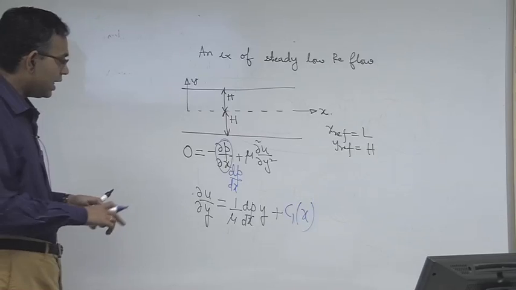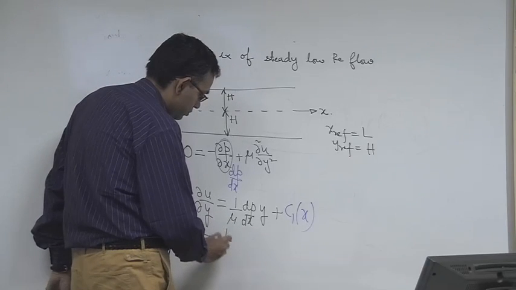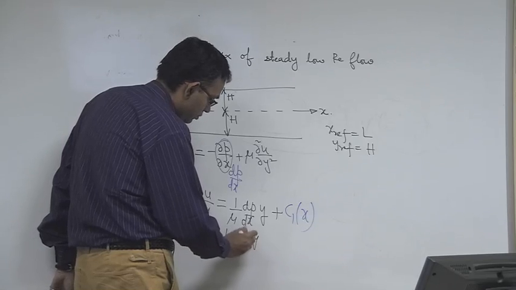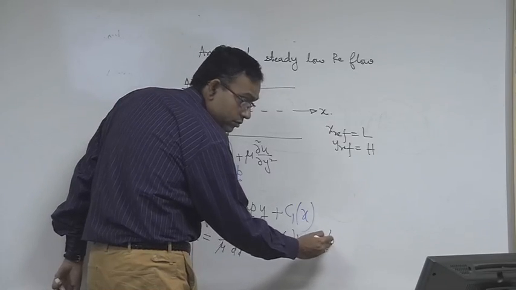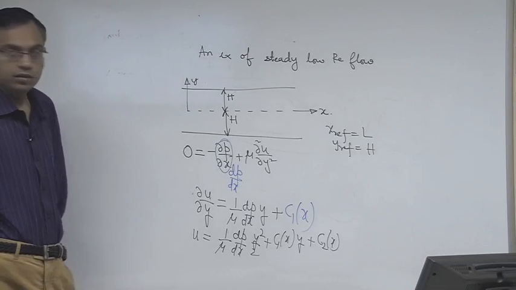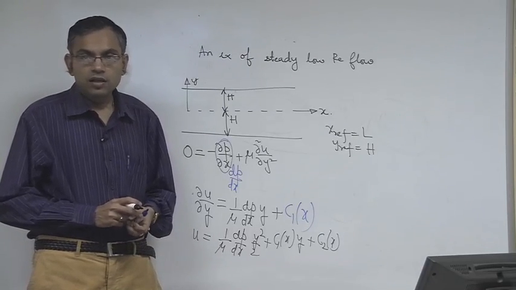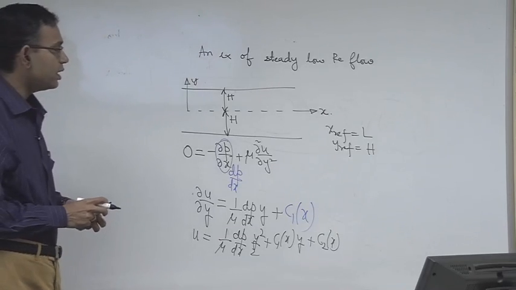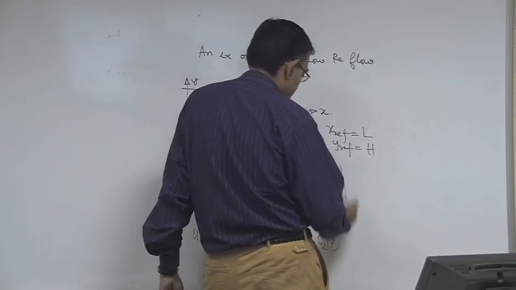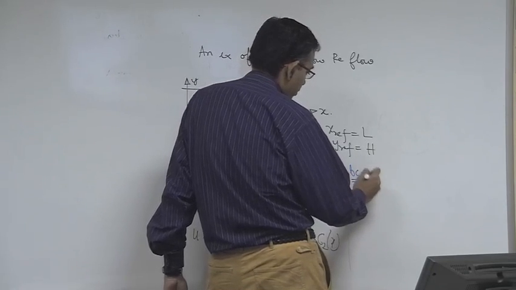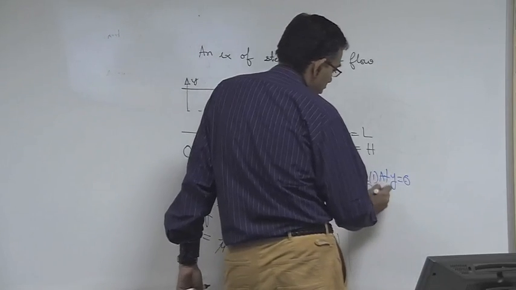ok. So, if you integrate it once more, right, you have c 2 as another function of x. Now, you have to evaluate c 1 and c 2. So, what are the boundary conditions? One of the boundary conditions at y is equal to 0, y is equal to 0 is the center line, del u del y equal to 0.